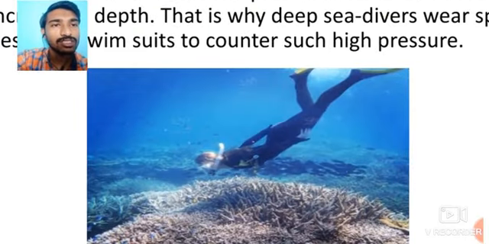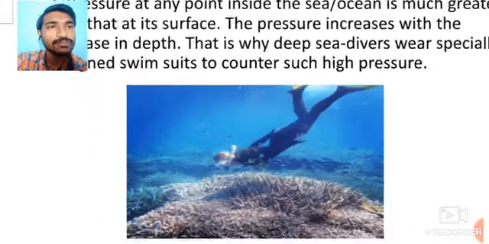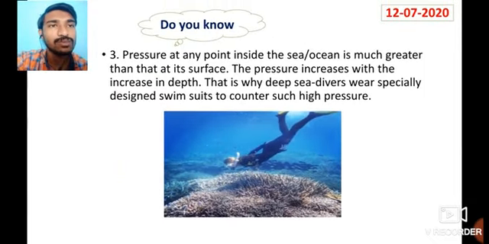So here you can see this figure. In this figure, the sea diver is going deep in the sea. He is wearing some swimsuit.